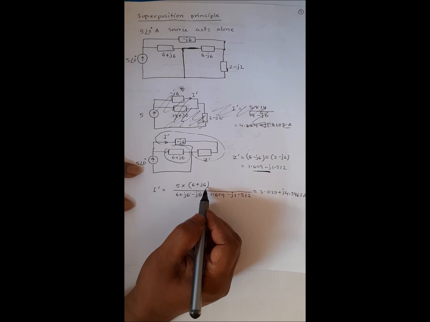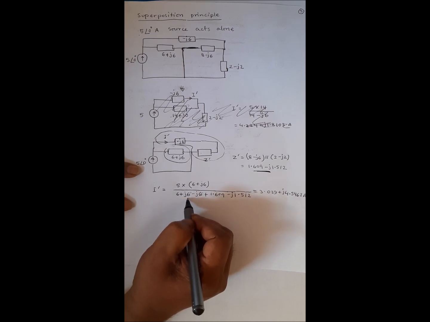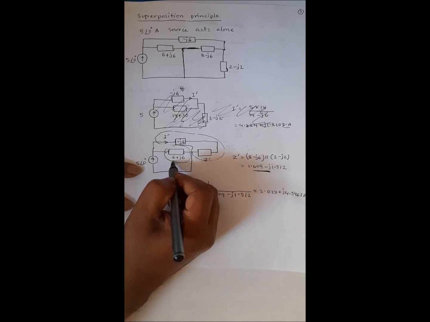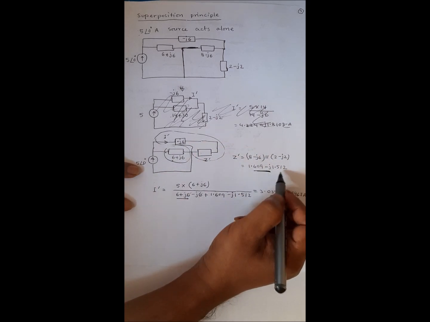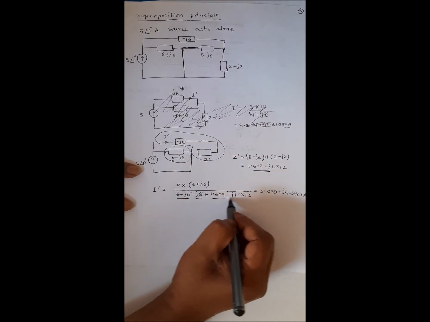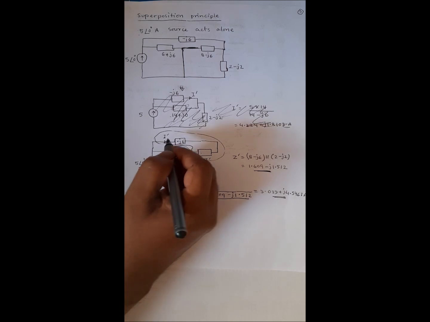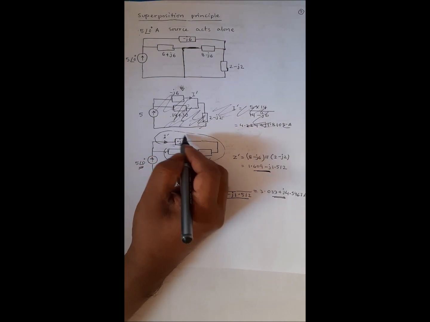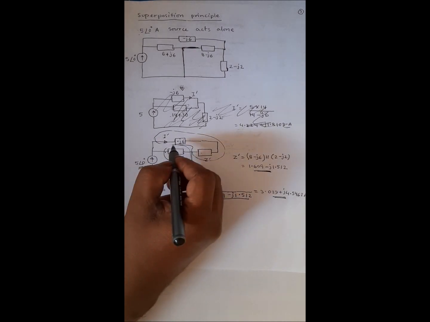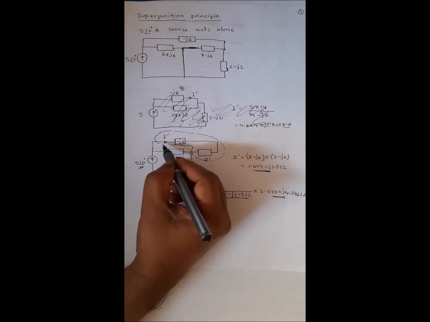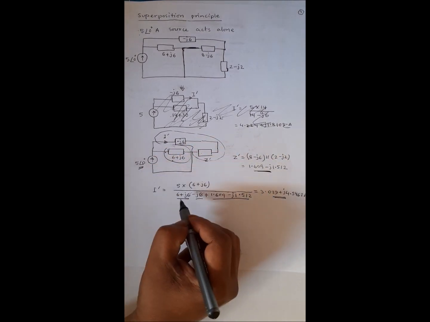So 5 times (6 plus j6), over this is the one branch, and the other branch is -j6 plus Z prime. So you will get the I prime, the current for this. Let me find the current for -j6 because of each individual source. So the current in -j6 for the 5 ampere source is this much.